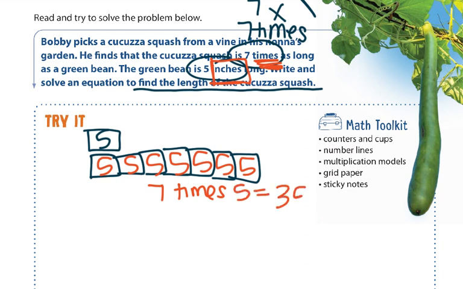7 times 5 is what, class? 35. 35 inches. That's a very long squash. That's like the span of my arms. An adult usually has about a 3-foot span of their arms from finger to finger. That's a really long squash. That's like a baseball bat. I hope you like squash if you're growing that plant.